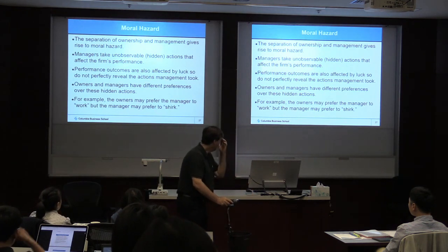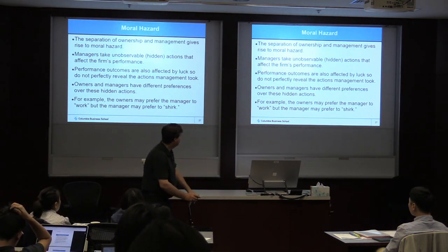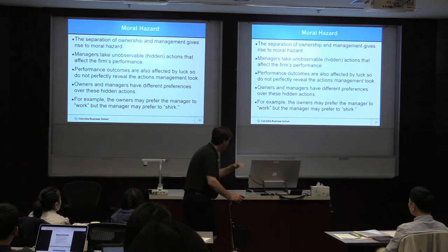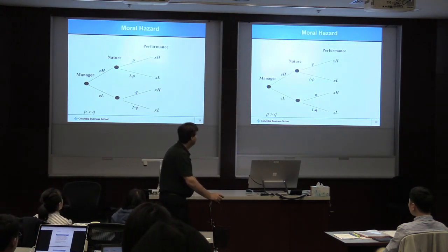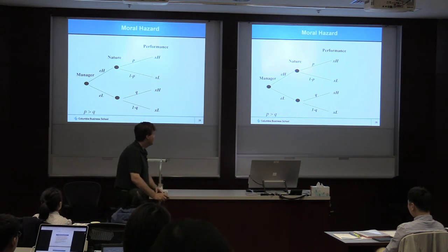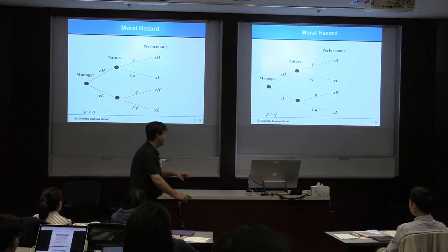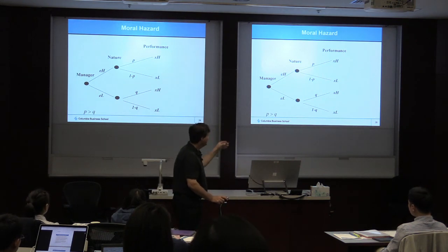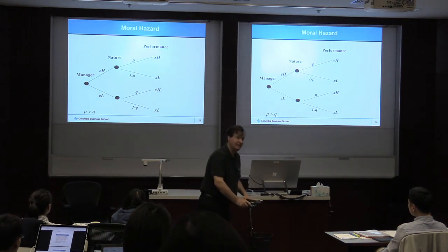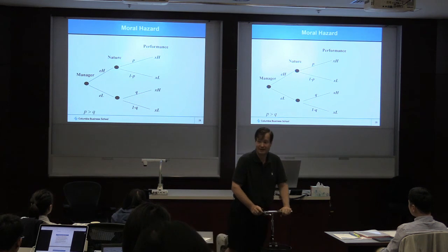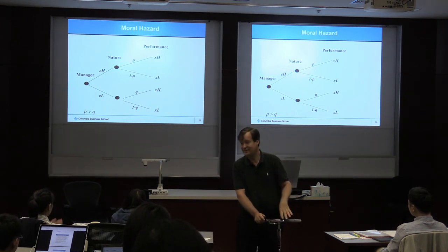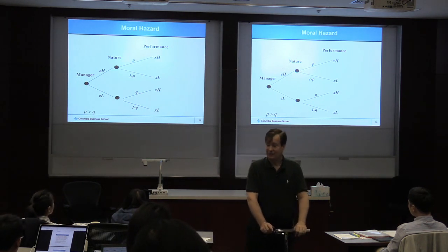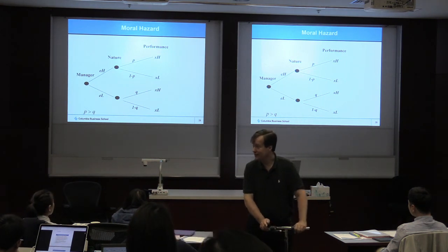So in this example, owners are going to prefer that managers work, but managers are going to prefer to shirk. Once you've offered the contract, the manager is going to choose an action, EH or EL, that's unobservable by the principal. And then nature is going to act. If the manager chose the high act, then it's more likely you have a high outcome, sometimes I'll call that success, than if the manager chose the low action. So P is going to be greater than Q.